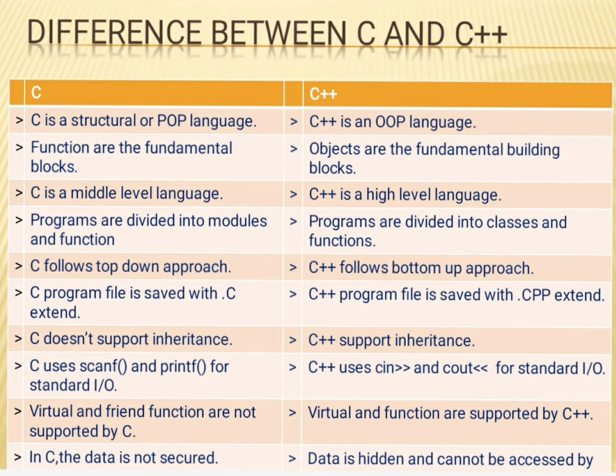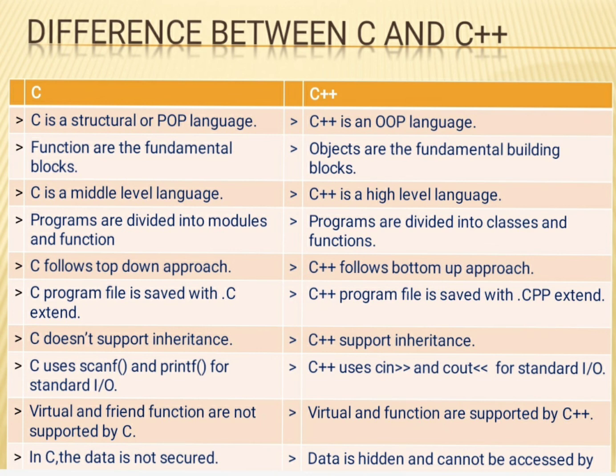C follows a top-down approach. C++ follows a bottom-up approach. A C program file is saved with the .c extension. A C++ program file is saved with the .cpp extension. C does not support inheritance. C++ supports inheritance.